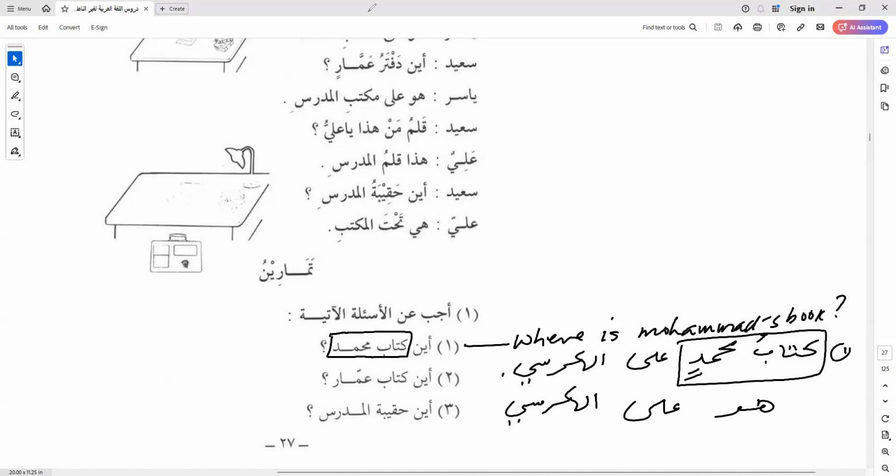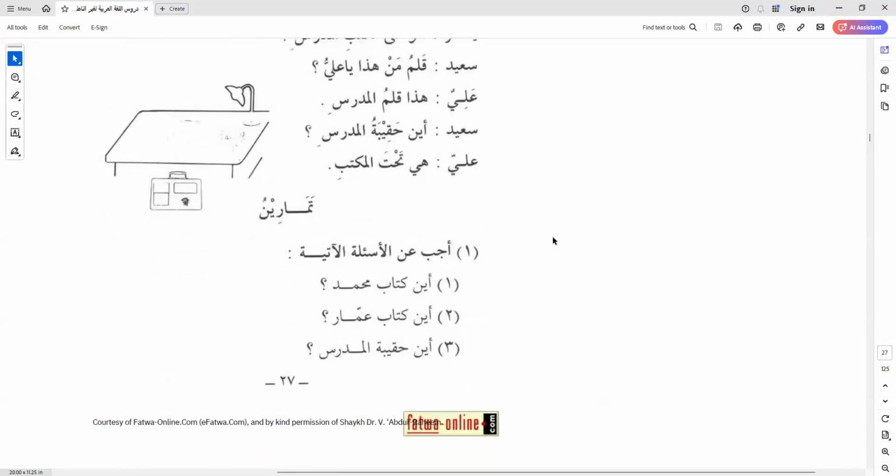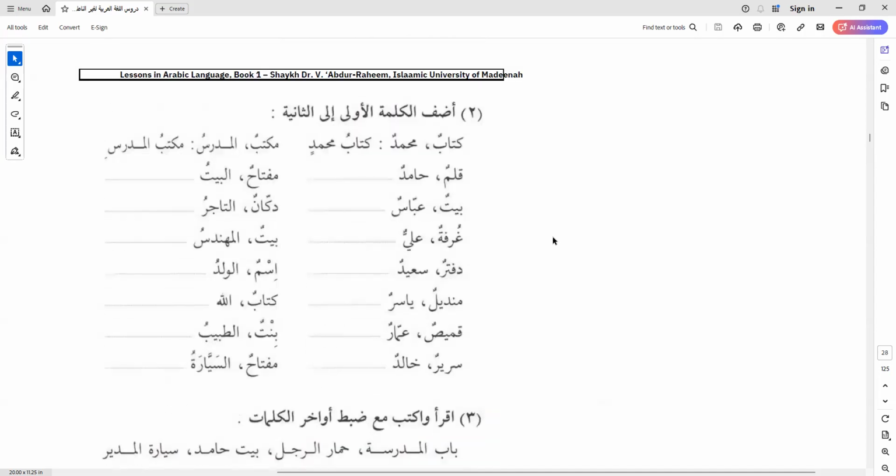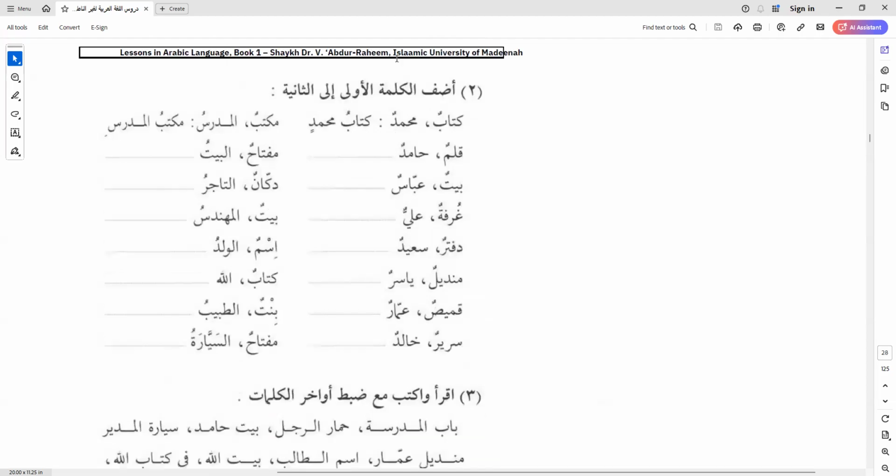أين كتاب عمار? Where is Ammar's book? أين حقيبة المدرس? Where is the teacher's handbag? So you have to answer these questions. And then Tamreen number 2, exercise number 2, is you are to attach.